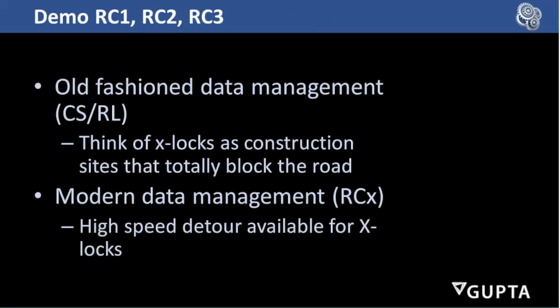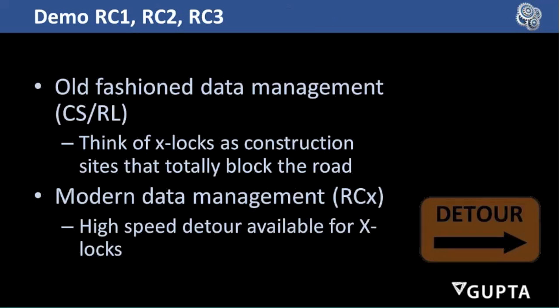Modern data management really is using the RCX isolation levels, which means there's a high-speed detour available for X-locks. So basically, we provide a way to drive around the problem that currently exists, the problem being the X-lock, for example, and traffic can continue to run even though there is some work going on.